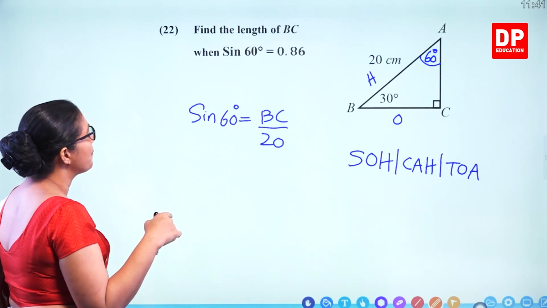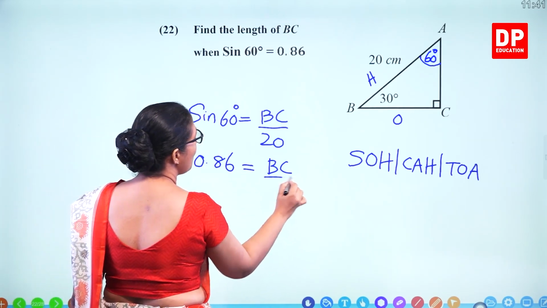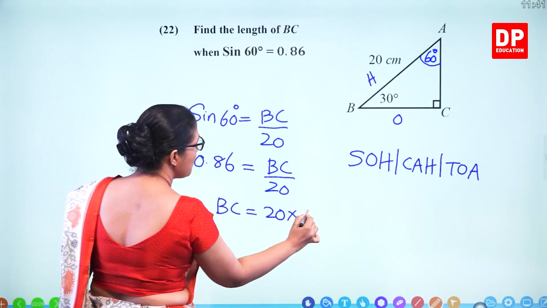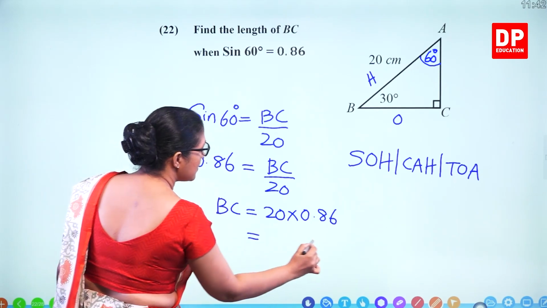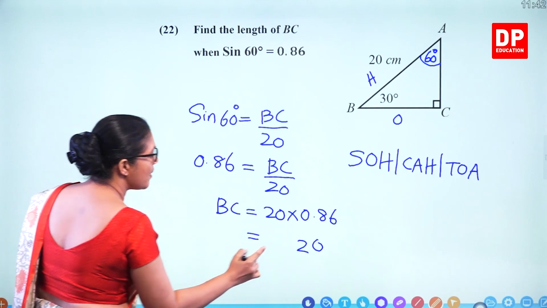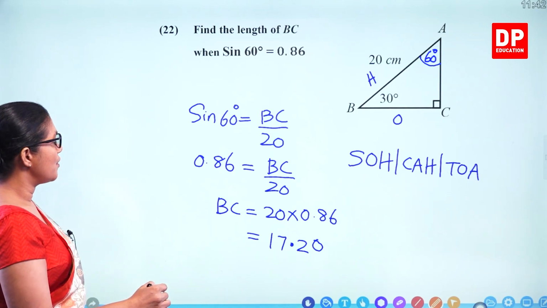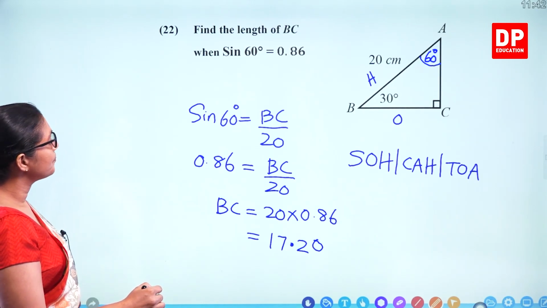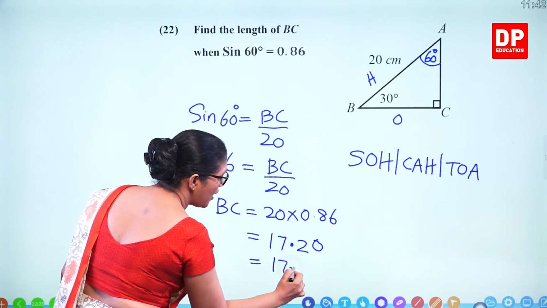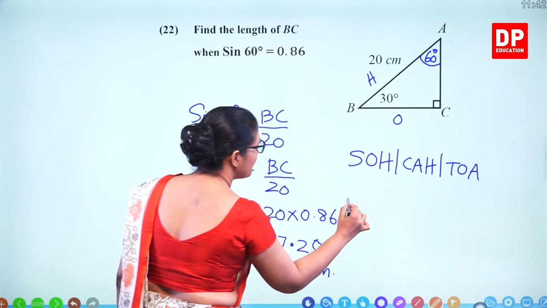So, you need BC. Sine 60 is given 0.86. So, how do you find BC? Multiply by 20. So, BC equals 20 times 0.86. 0, 2 times 6, 12. 2 times 8, 16 plus 1, 17. So, 17.20. So, that's BC. This is in centimeters, so you can write 17.2 centimeters. 2 marks.